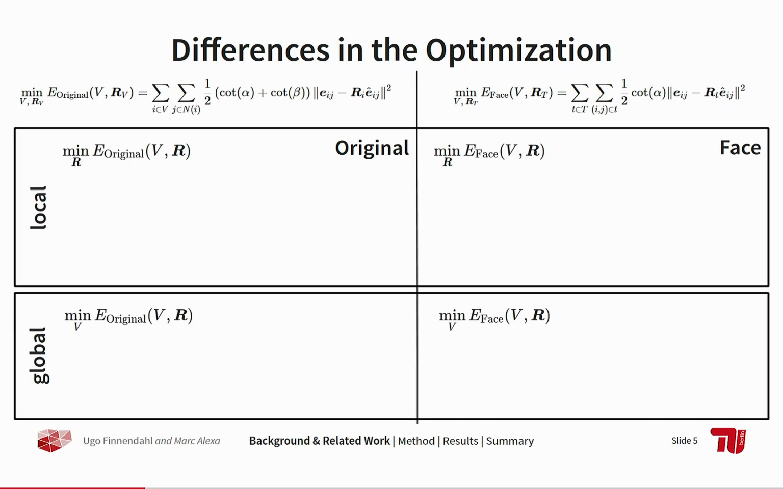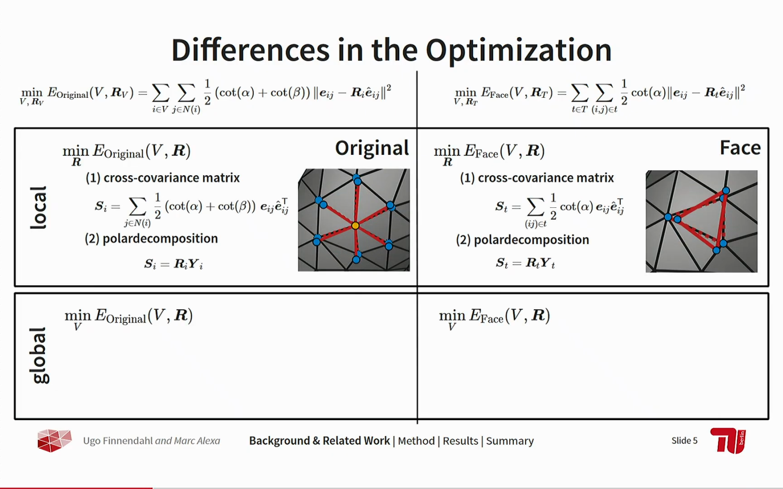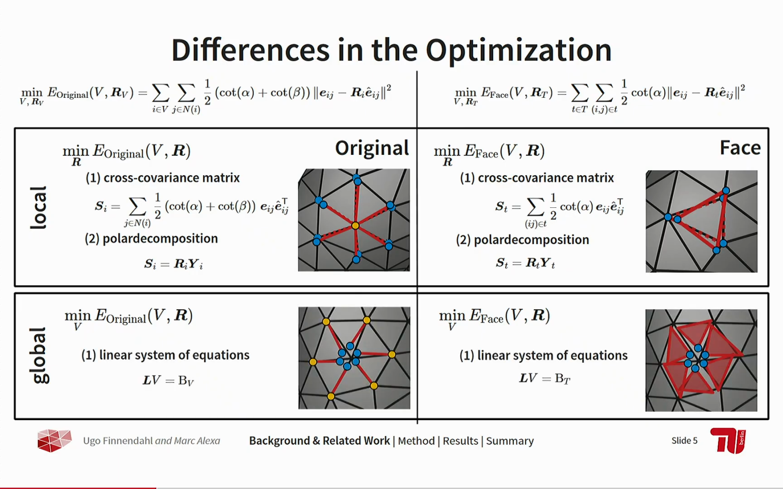First, the cross-covariance matrix is computed per triangle, and therefore the optimal rotations are also computed per triangle. And for the global step, we again end up with a Laplacian as system matrix, but the right-hand side differs a little bit, as we now have to incorporate the rotations per triangle instead of per vertex. So the energies and the optimization are very similar.